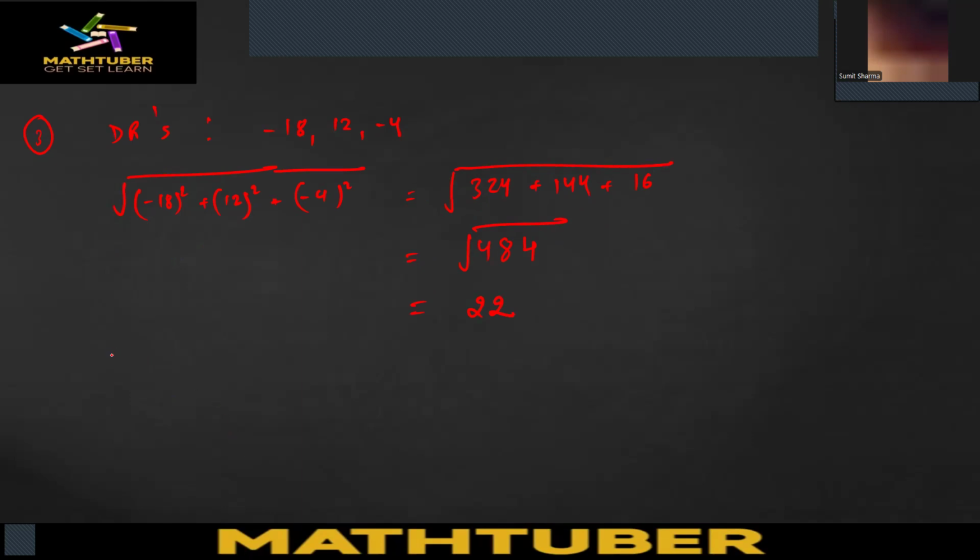Therefore the direction cosines will be given by minus 18 upon 22, 12 upon 22, and minus 4 upon 22. So if we cancel them, these will be minus 9 upon 11, 6 upon 11, and minus 2 upon 11. These are the direction cosines, right? So these are the easy questions.